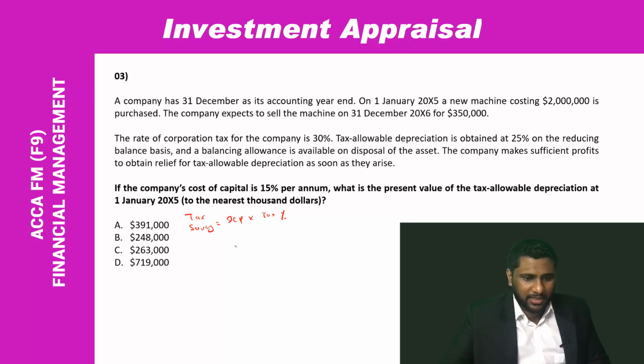So let's do the calculation. 2000 is the value of the asset, and 25% reducing balance is 500. So this is the depreciation of year one. Depreciation multiplied by the tax percentage gives you the tax saving, which is 150. This is the tax saving, which is 150.